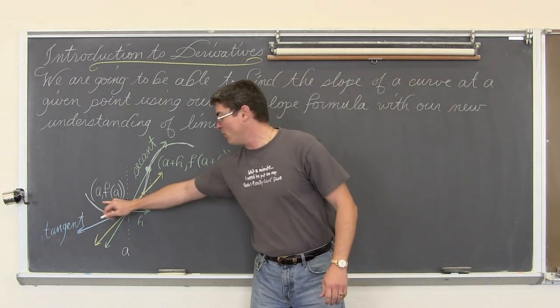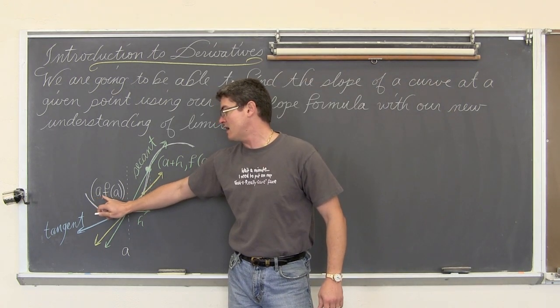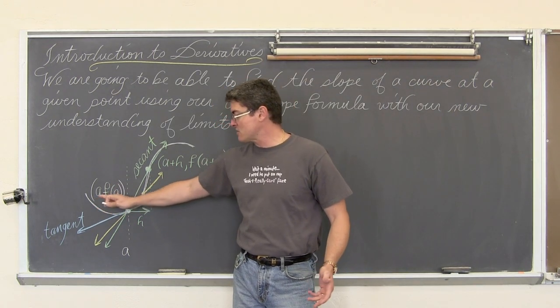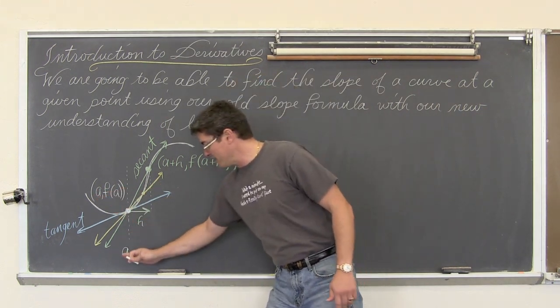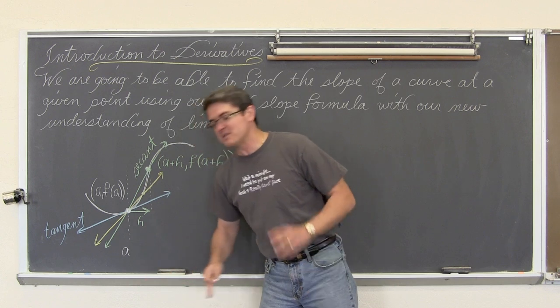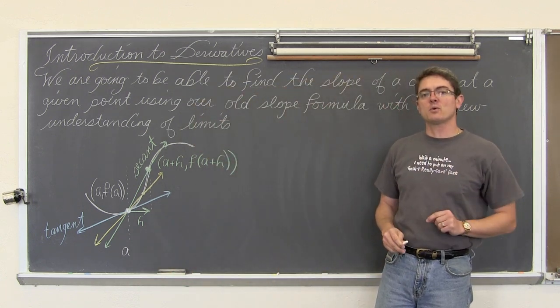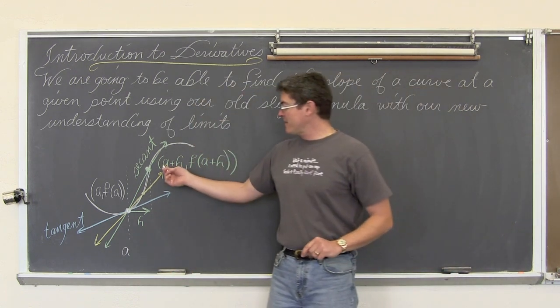So we're going to have a point defined as a comma f of a, which is basically just fancy function notation for x and y. Only a is going to be the particular x value at which we're going to find slope. And then there's going to be another point.